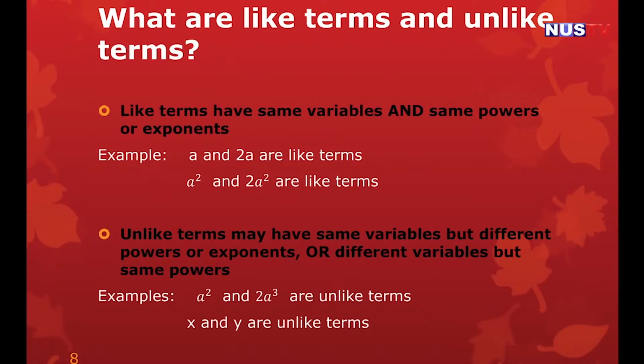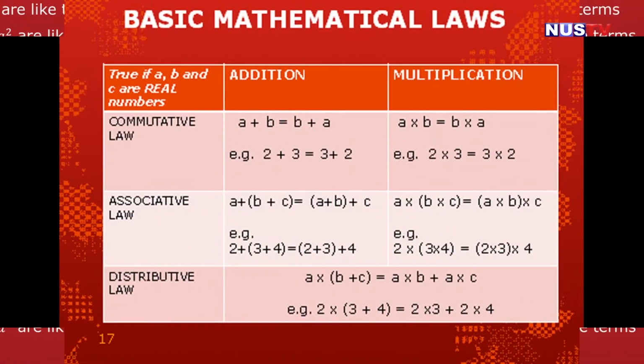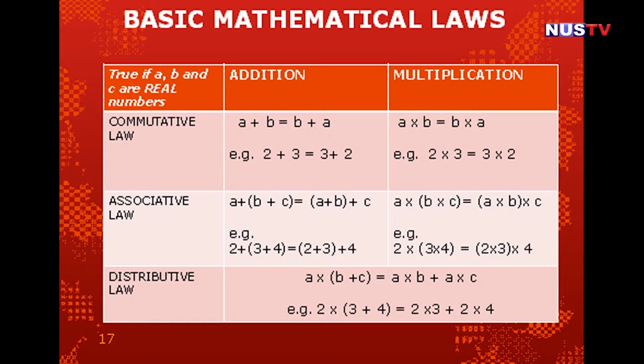Okay, so that's an application of this concept. Let's have a look at some basic mathematical laws. We have some basic mathematical laws called the commutative law. The commutative law says that in addition, A plus B is the same as B plus A. For example, 2 plus 3 is the same as 3 plus 2 because they both add up to 5, right?